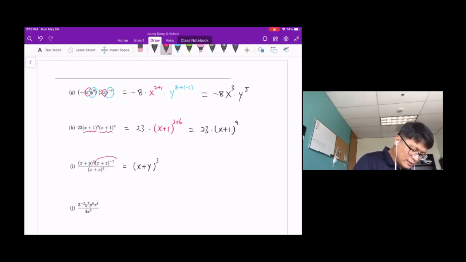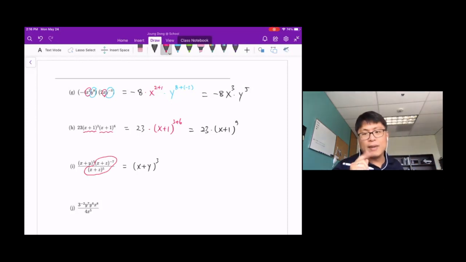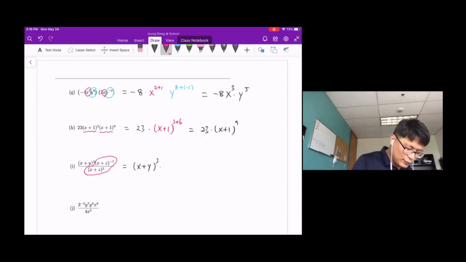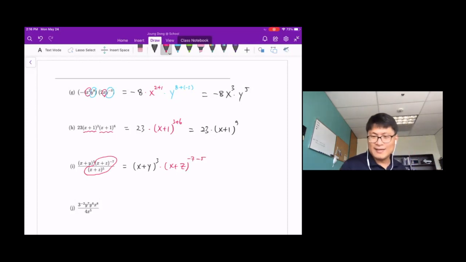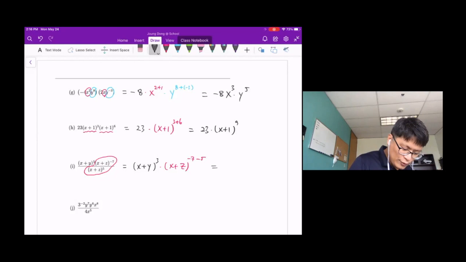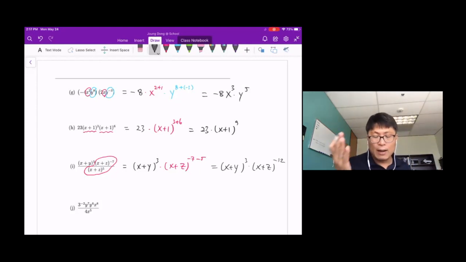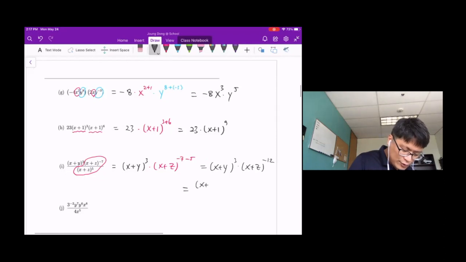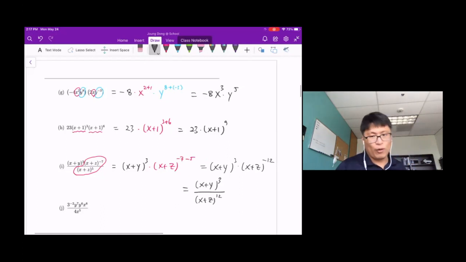But these things, they have the same base, which is x plus z, right? Then we're going to follow the exponent rule, right? So it is x plus z and the power will be subtracted. Is that okay? But keep that in mind. If they have different bases, you are not going to do anything, okay? And then still we have a negative power, then I'm going to put that one as the denominator, but keep in mind that moment, you have to change the sign of your exponent, right? It is equal to (x plus y) cubed over (x plus z) to the power 12, okay?